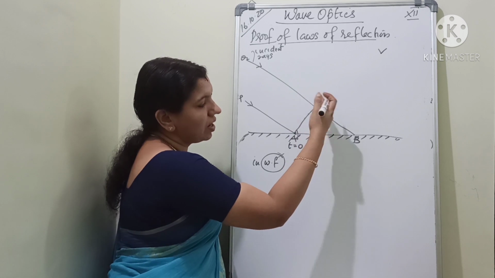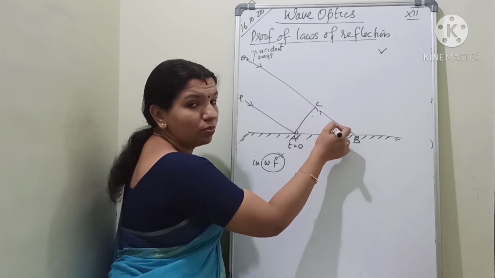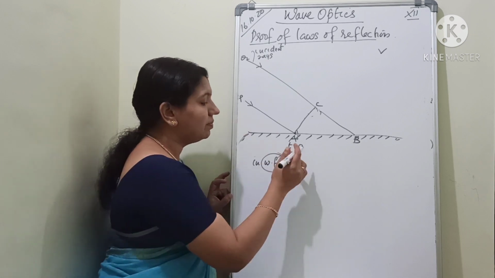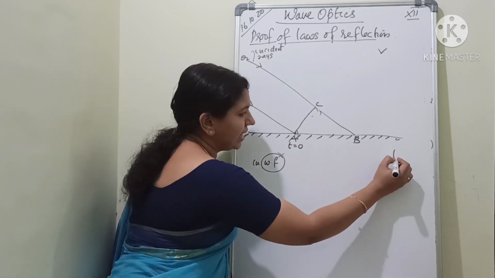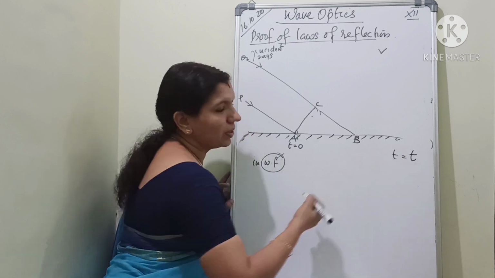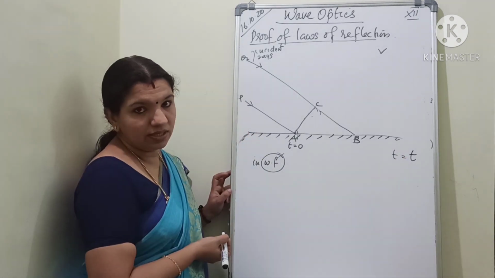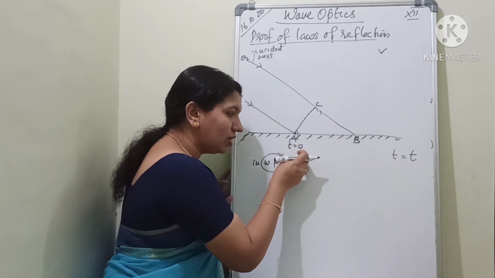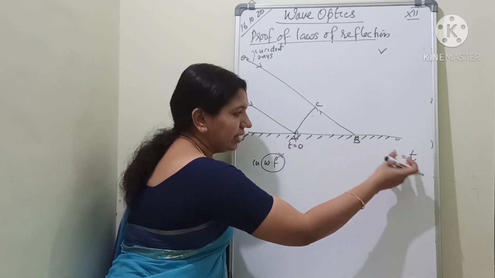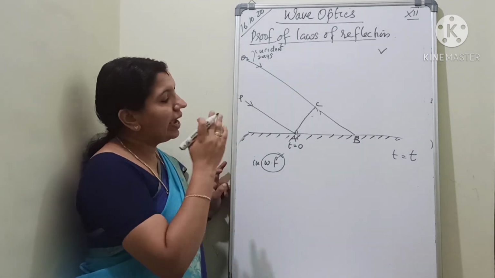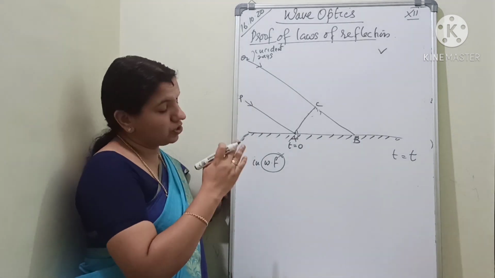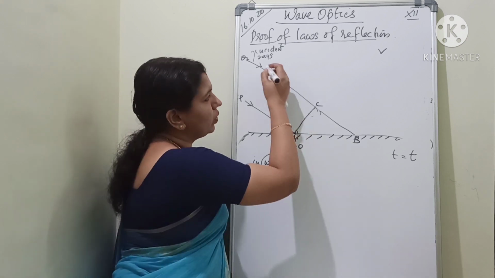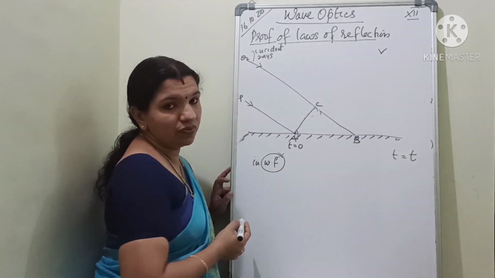Secondary wavelets will start to grow like this. Like this it will move. So I just want to take a point when the time t equal to 0 changed to time t equals t. Understand? Time t equal to t. So from time t equal to 0 to time t equal to t, I just want to see where the wavelet reaches.